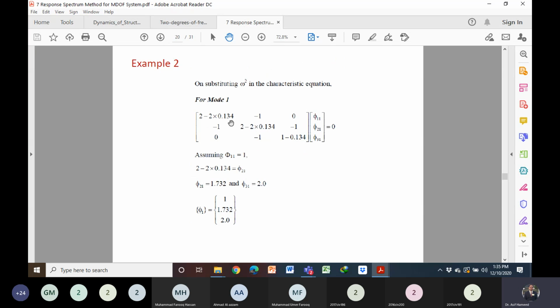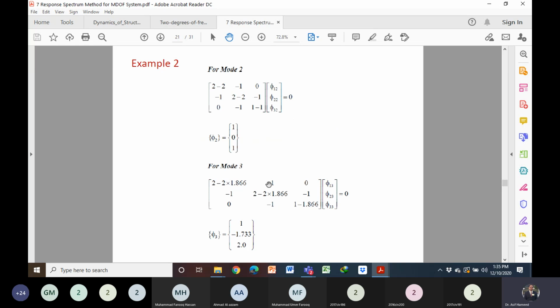Once we have the mode values, you can find out the corresponding mode vector for each mode of vibration. For the first mode, this is the mode vector. For the second mode, this is a mode vector, and for the third mode, this is a mode vector. Any question for the modal analysis?